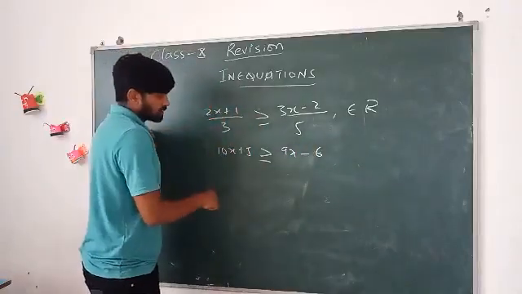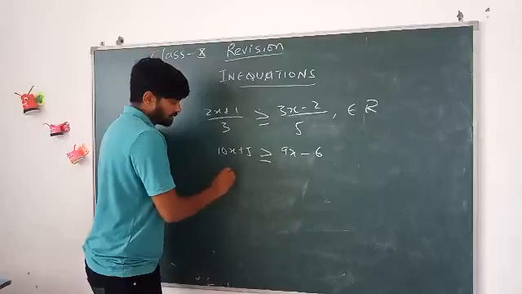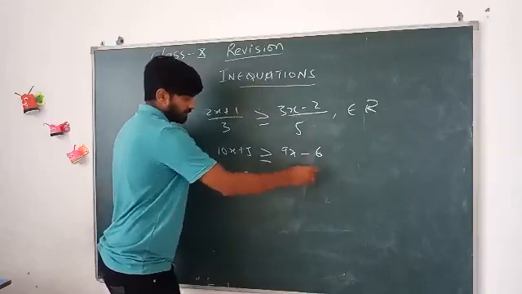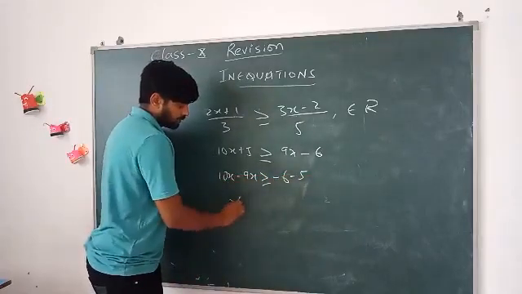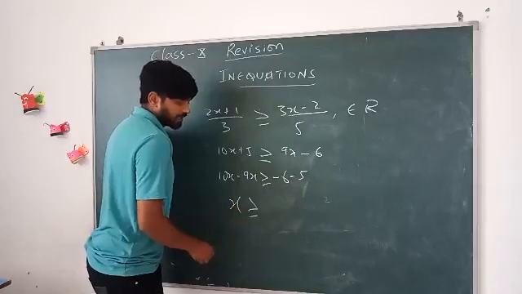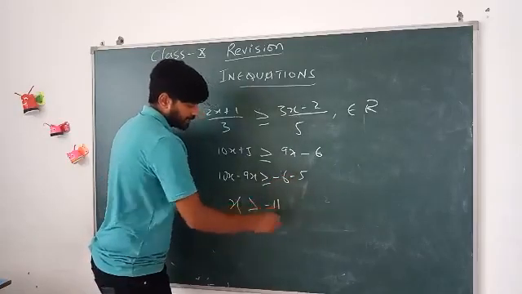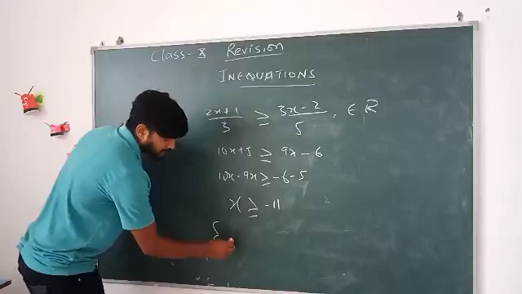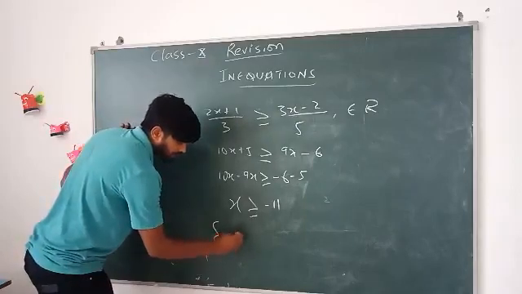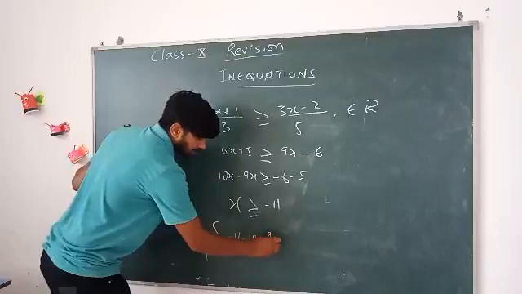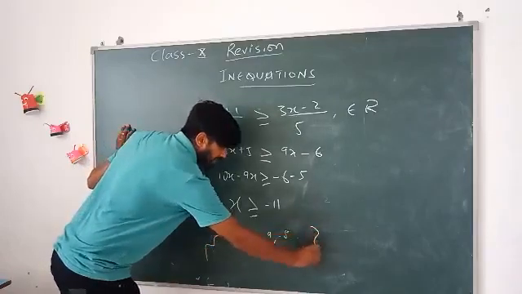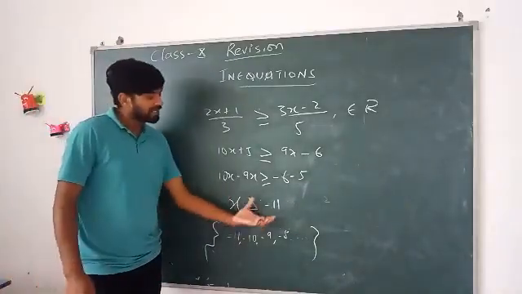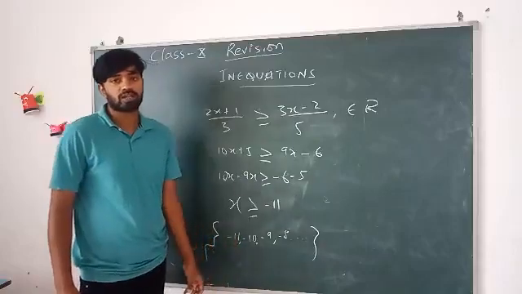So I will shift everything on one side. So it's going to be 10x minus 9x greater than minus 6 minus 5. If you solve this, x is greater than minus 11. Okay, so what is the solution set? Solution set is minus 10, minus 9, minus 8, and so on. These are all greater than minus 11. All the numbers that are greater than minus 11 you will write in the solution set. This is called the solution set.